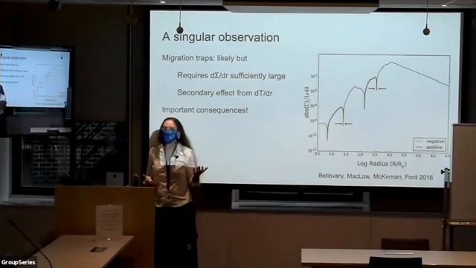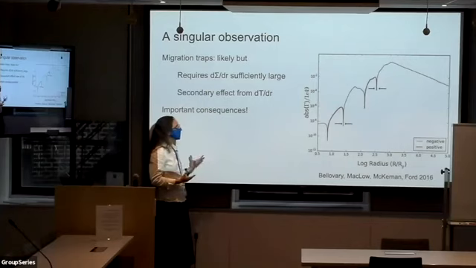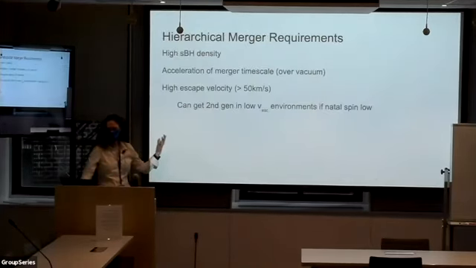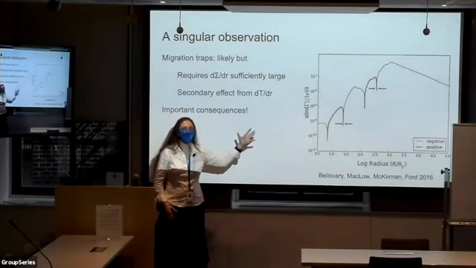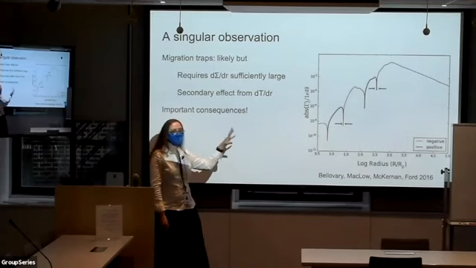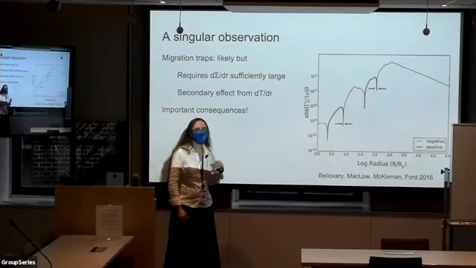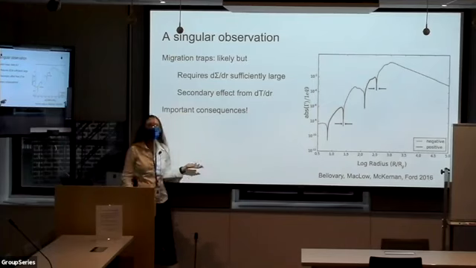Although it's fairly close and there might not be that many things sitting there to start with, the thing that ends up happening if you have a migration trap is that everything piles up there. And so when I say that it doesn't matter for the number of mergers, it really doesn't. But you can build up a pretty large intermediate mass black hole at a migration trap, up to like 1,000 solar masses, maybe a couple thousand, depending on what you start with and how long the disk lives.